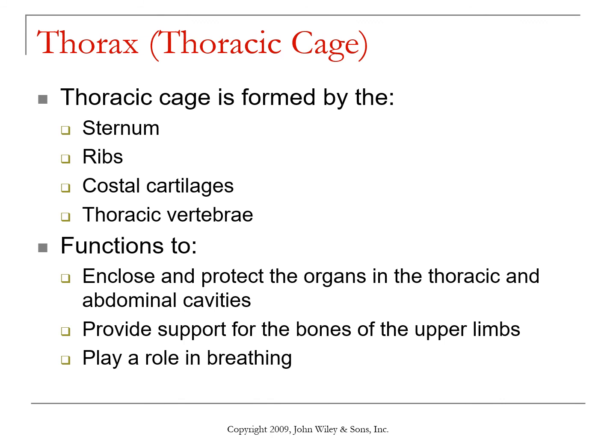When those muscles relax and the volume of the thoracic cage decreases, it decreases the lung volume, which increases the pressure on the air in the lungs and causes air to move out. So the attachment of the lungs to the structures of the thoracic cage is absolutely vital for the mechanics of ventilation or breathing.